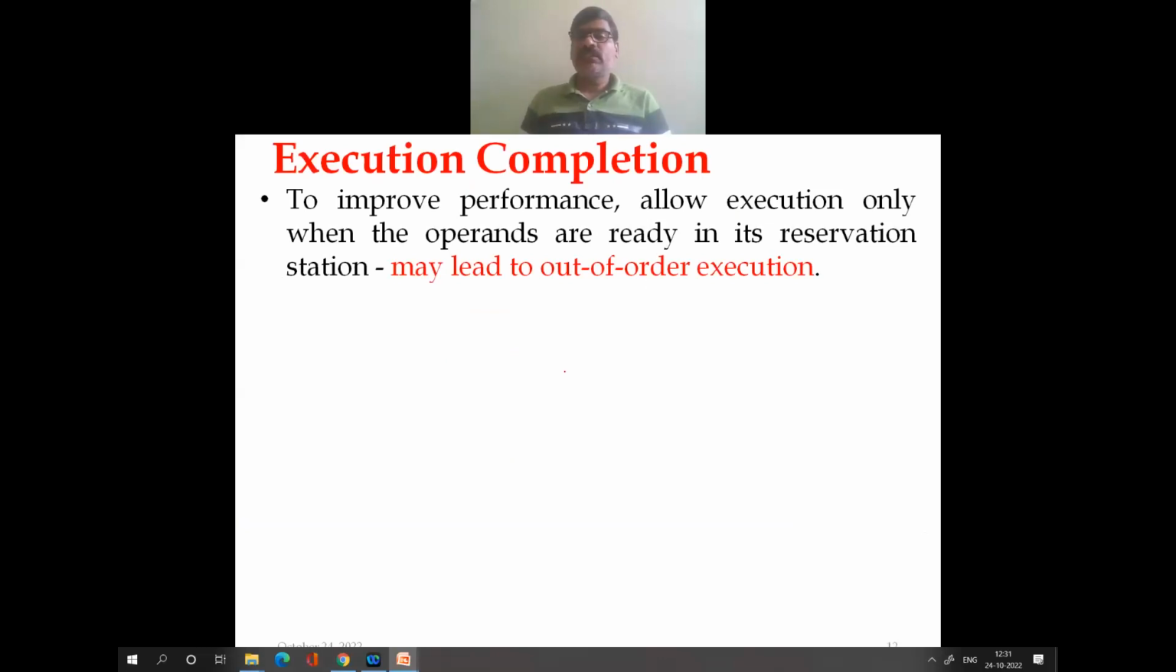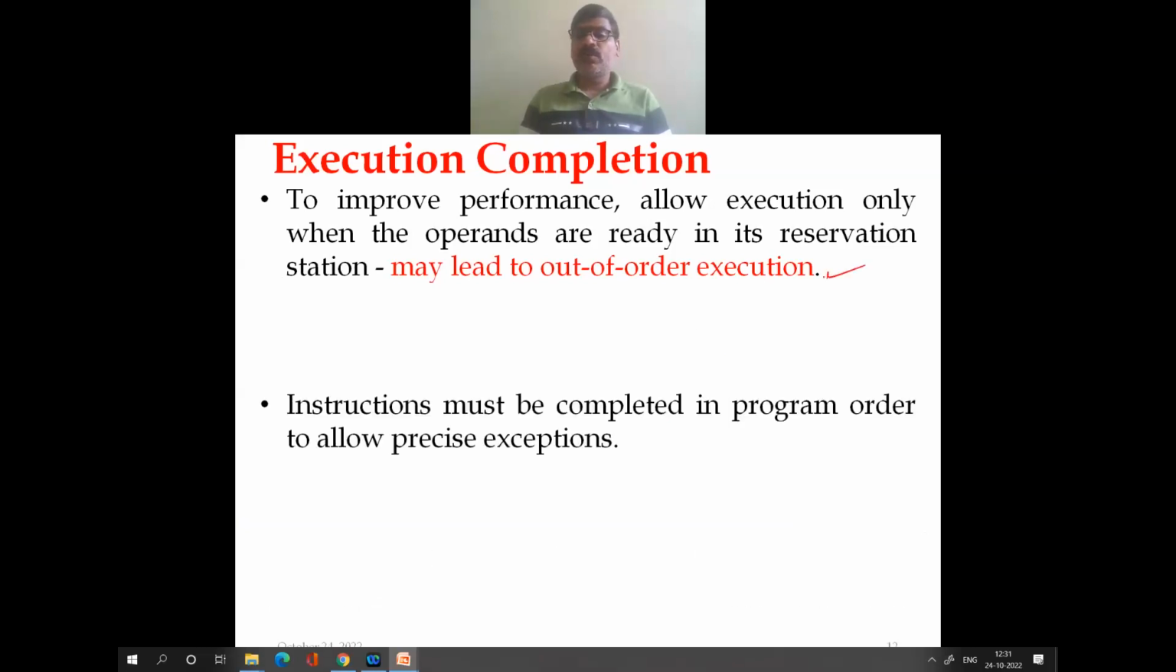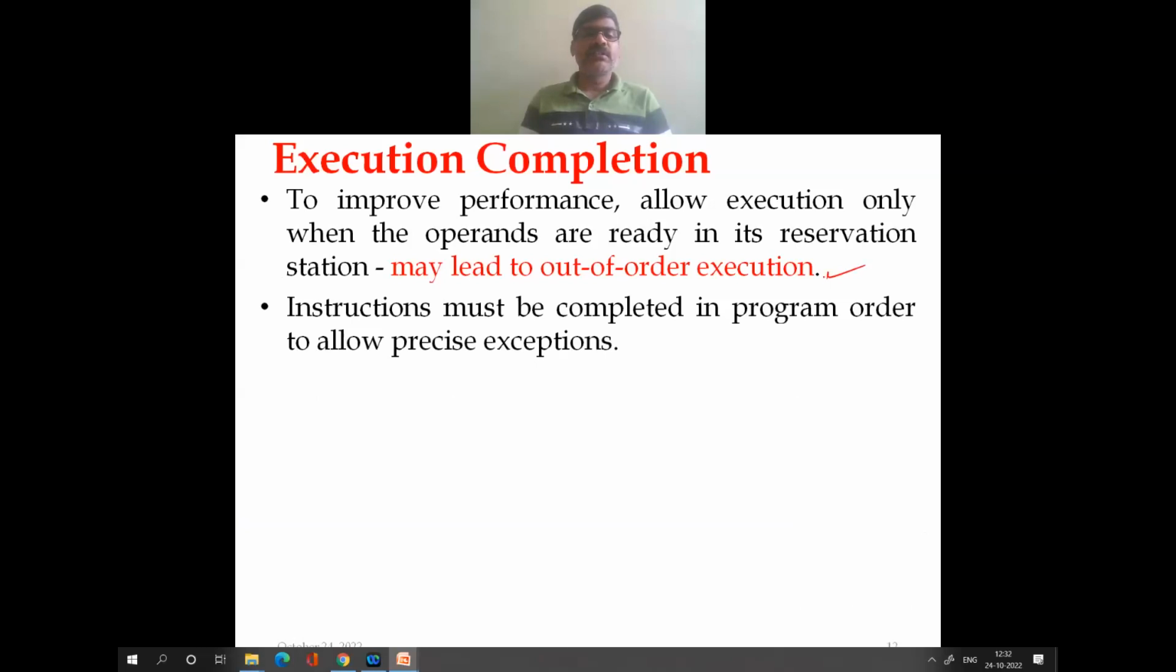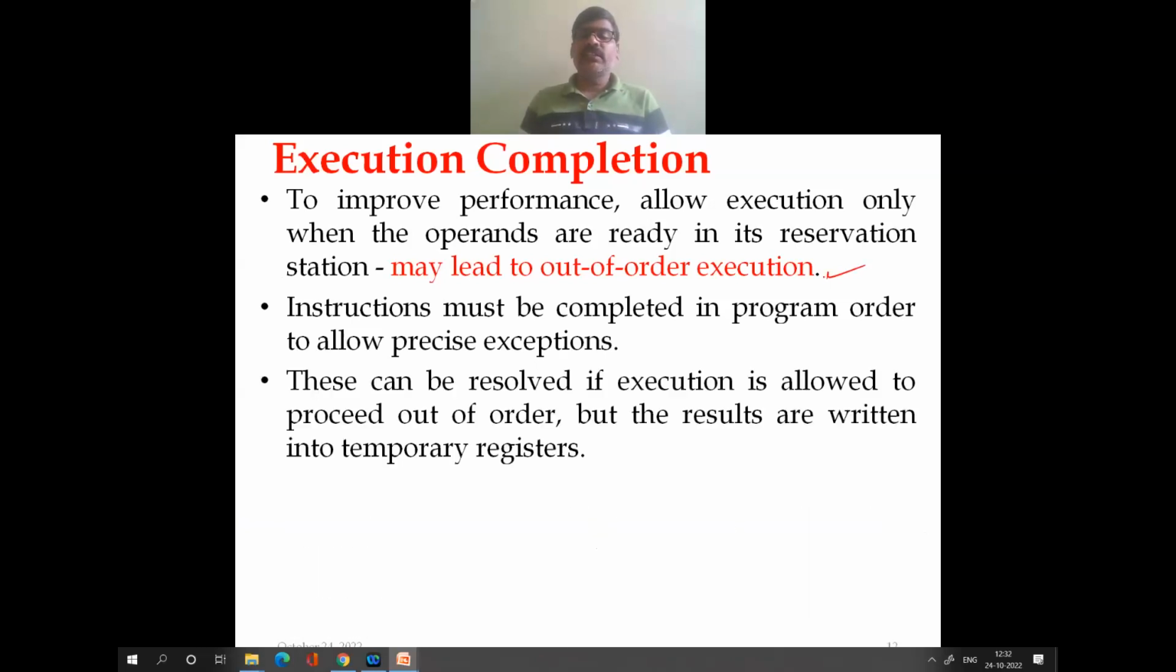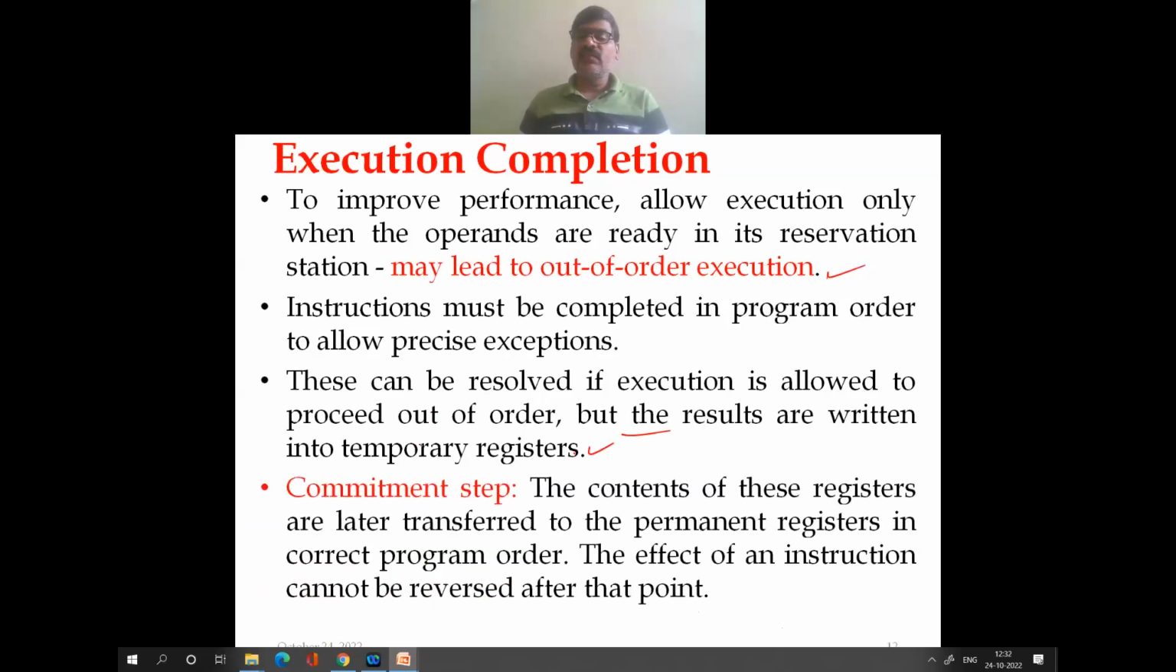Execution completion, to improve the performance, allows execution only when the operands are ready in its reservation station, which may lead to out of order execution. Instructions must be completed in program order to allow precise exceptions. This can be resolved if execution is allowed to proceed out of order, but the results are written into temporary registers. This is what we call the commitment step. The contents of these registers are later transferred to the permanent registers in the correct order. The effect of an instruction cannot be reversed after that point.